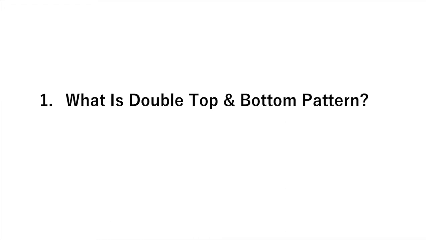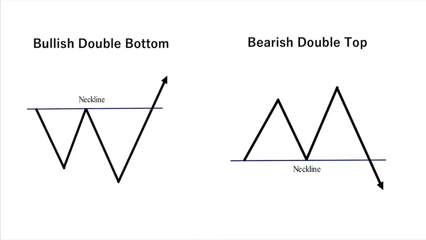Number 1, what is a double top and a bottom pattern? There are 2 patterns showing on this slide. One is a bullish double bottom, the other is a bearish double top. So first, let's see the bullish double bottom pattern. A bullish double bottom has a W shape and is the signal for a possible bullish reversal in trend. The price movement goes this way.